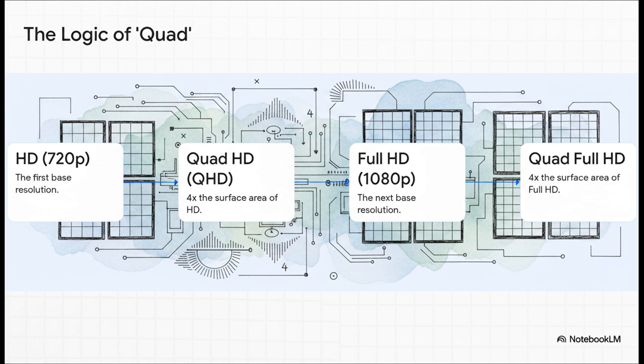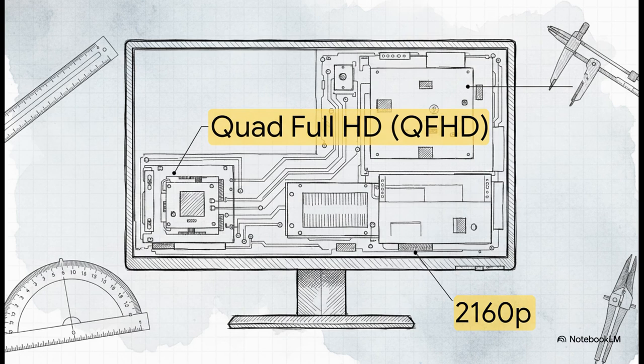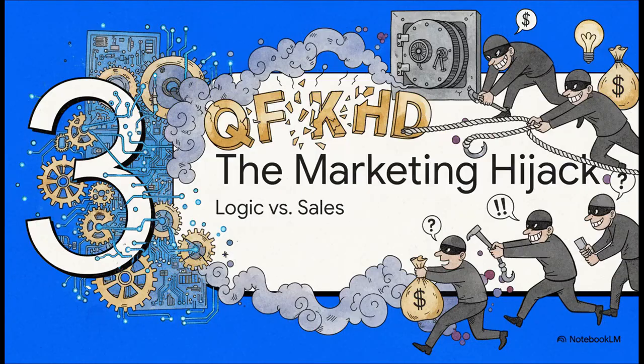Quad Full HD. So that screen you're probably calling 4K right now already had a perfectly good, technically correct engineering name, Quad Full HD, or QFHD. You could also just call it 2160p based on its vertical pixel count. Simple, right? So if the real name was QFHD, what happened? How do we get to 4K?